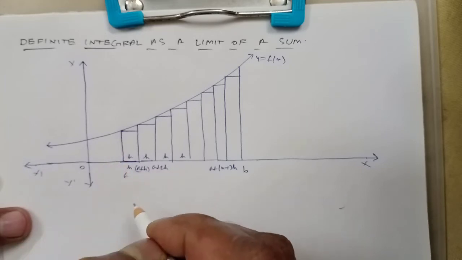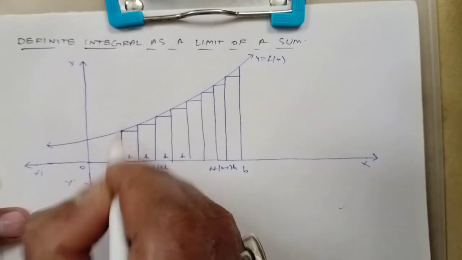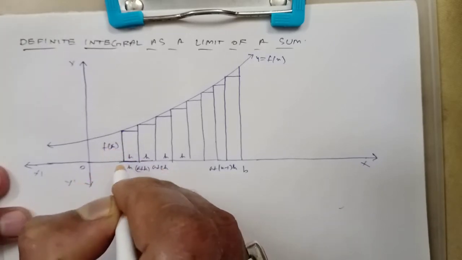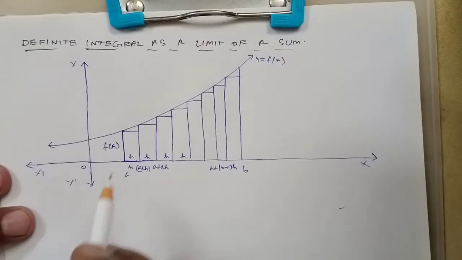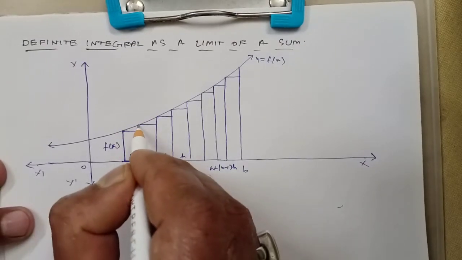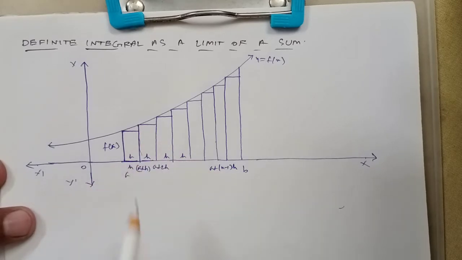Now, what is the length of this side? The length of this side is f(a). Why? Because the curve is y equals f(x), so if you need this length, it will be f(a). What is the length of this side? This side's length will be f(a plus h). This side's length will be f(a plus 2h).